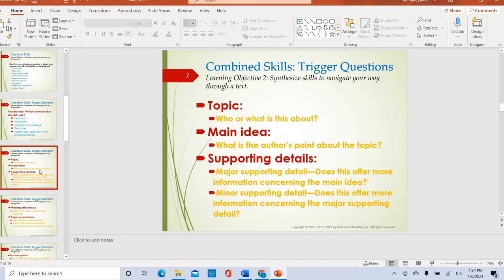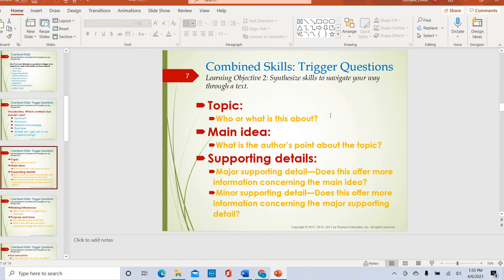Then we went on to talk about topics and main ideas. Topic is the who or what, the one word or small phrase about a paragraph. And then the main idea is, what is the author trying to teach you about the topic? What are you supposed to walk away with? The main idea is a one-sentence summary. It is an overview of the paragraph.